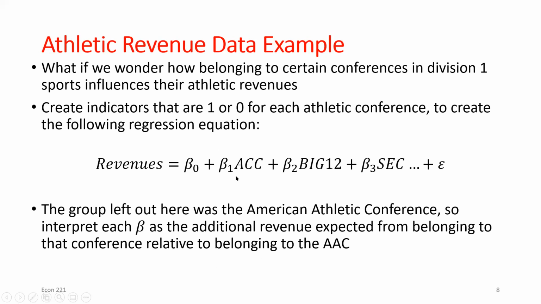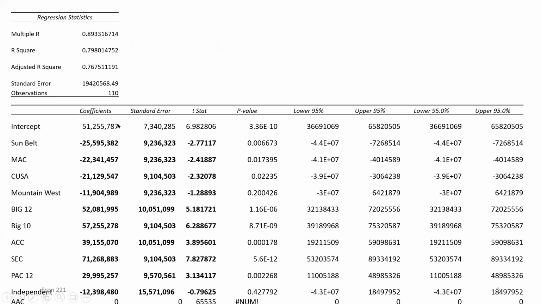All right. So, if I were then to run this regression, all I did here was have revenues as that Y variable and all my different conferences. Now notice here, I kind of cheated because I used a program that wasn't Excel and it dropped the AAC for me. So this is why I'm getting these zeros and nums here.